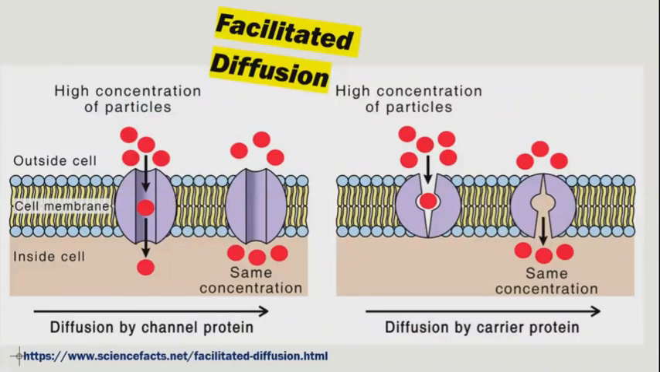So in facilitated diffusion, a substance travels down its concentration gradient, either into or out of a cell by passing through a channel or a carrier protein within the cell membrane. Now, facilitated diffusion is therefore the diffusion process used for those substances that cannot cross the lipid bilayer due to either their size, charge, or polarity. And there are two types of facilitated diffusion. There's channel-mediated diffusion and carrier-mediated diffusion. So let's look at the channel-mediated first.